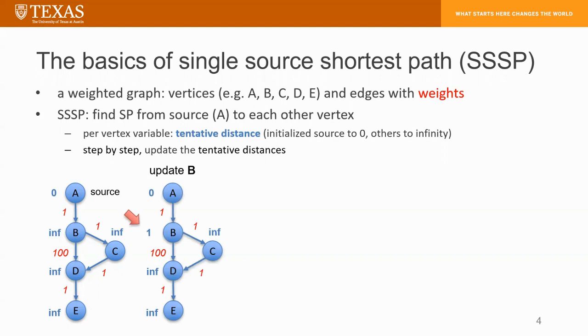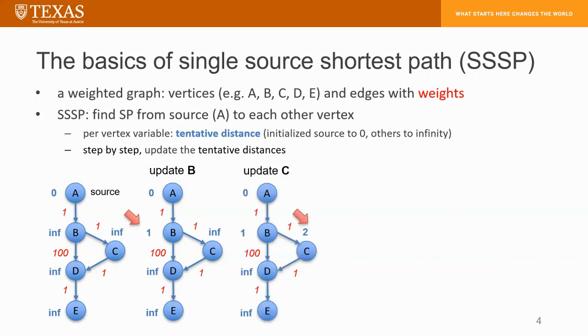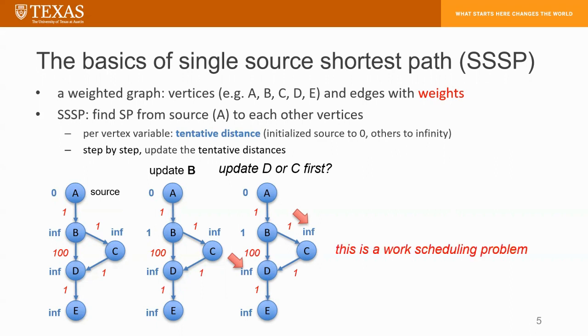For example, in the first step, we use vertex A, its own distance and the edge weight to update B's distance. Now, in the next step, B's distance is known, so it can update its neighbors, and so on. But notice here, at this step, B has two neighbors, C and D, so which one should we update first? This is part of a work scheduling problem.